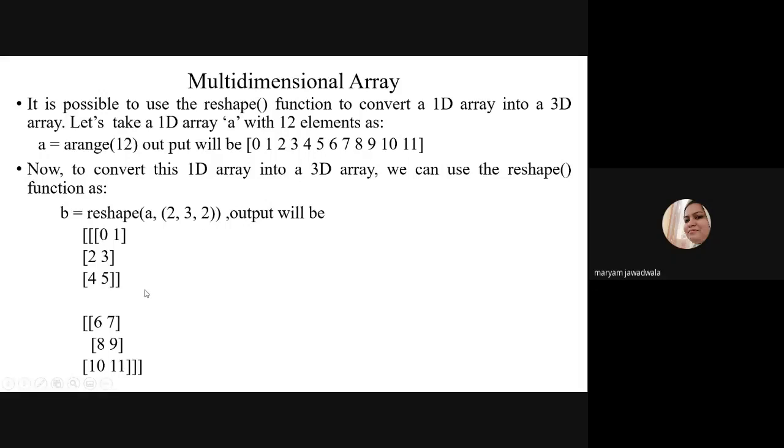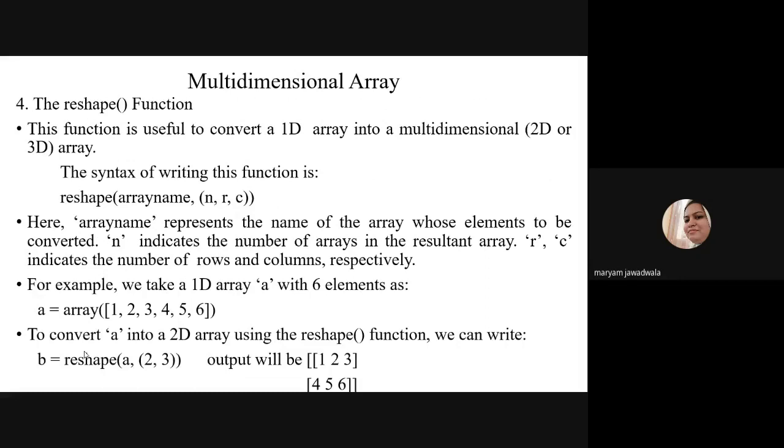So what will be the output? Here these 12 elements are distributed. 0, 1, 2, 3, 4, 5 belong to one 2D array, and next 6, 7, 8, 9, 10, 11 belong to another 2D array. And again in the first 2D array, the elements are divided into 3 rows and 2 columns. And again the same thing is there with the second 2D array. So this is about how we can use the reshape function to create a multi-dimensional array. It means you can convert a 1D array into a 2D array or a 1D array into a 3D array using the reshape function.